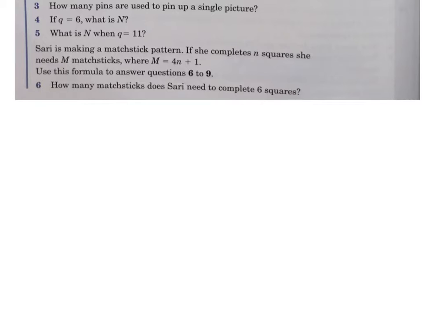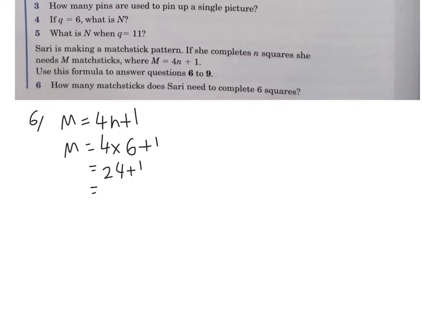So number 6. How many matchsticks does Sari need to complete 6 squares? The formula is m equals 4n plus 1. So that would be 4 times the number of squares, that's what n is, which is 6 in the question. And 4 6s are 24, plus 1 gives you 25.